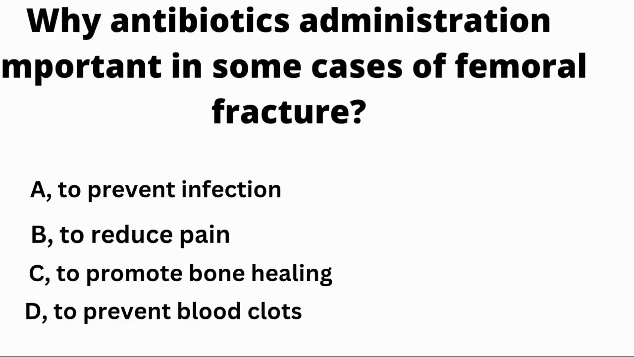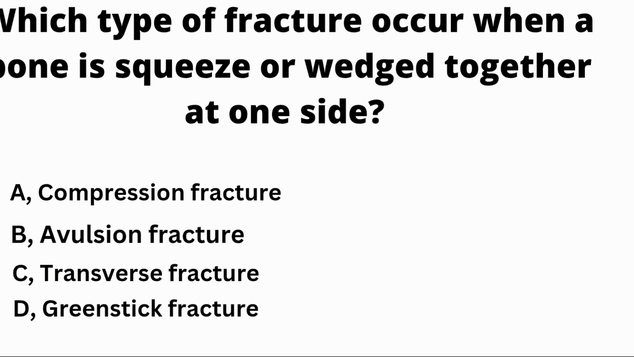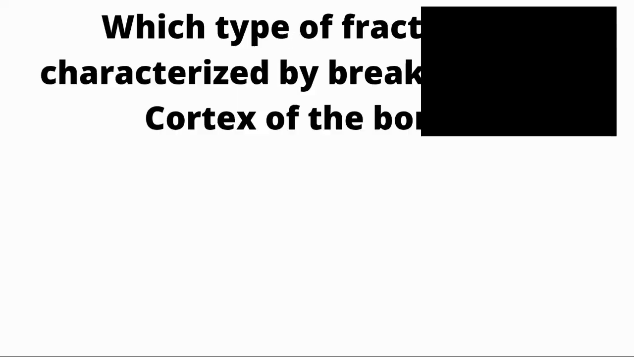Question number 7. Why is antibiotic administration important in some cases of femoral fracture? So the right answer is option A, to prevent infection. Question number 8. Which type of fracture occurs when the bone is squeezed or wedged together at one side? So the right answer is option A, compression fracture.